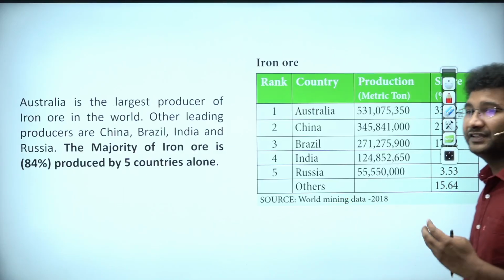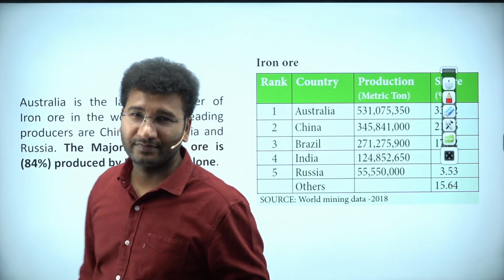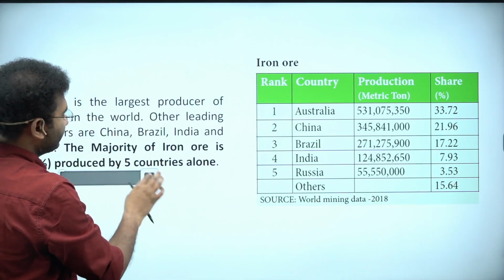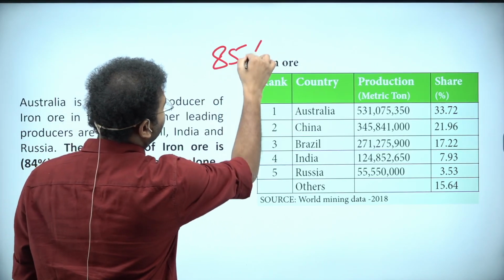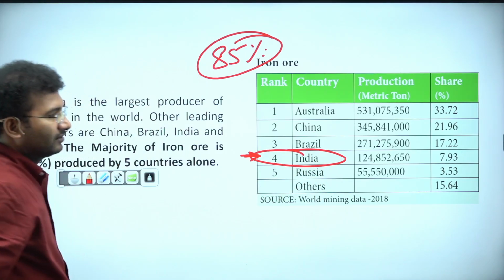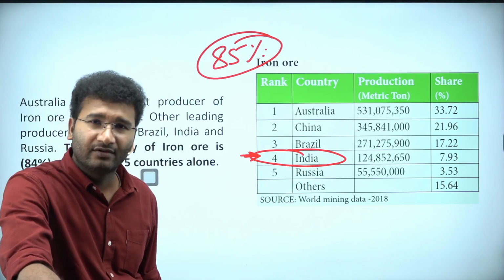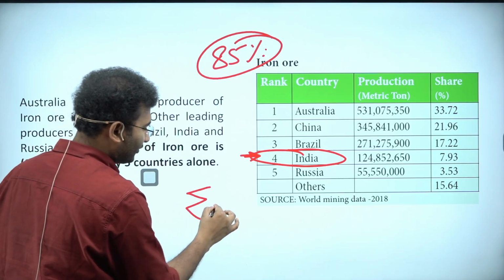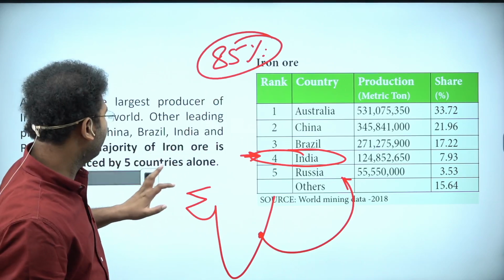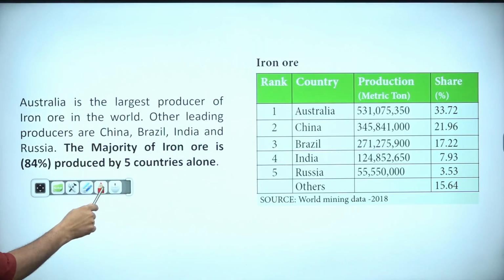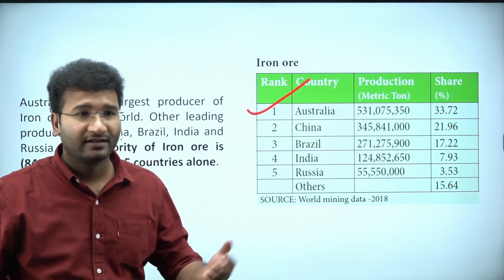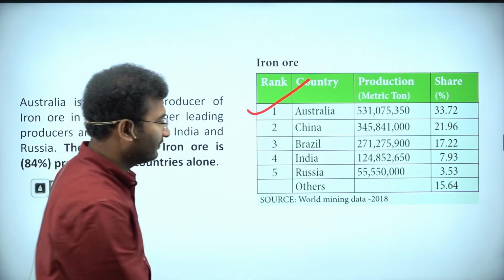Now, which country has the highest amount of reserves? It is Australia. The top 5 countries contribute 85% of the total ore. Is India in this? Yes. India is the 4th largest producer of iron. We also export iron. Do you know? We export iron from Visakhapatnam to Japan, right? So what are the topmost producers? Number 1 is Australia. Look here, this is your Australia. Next is China. The third is Brazil. The fourth is India, and the 5th is Russia.